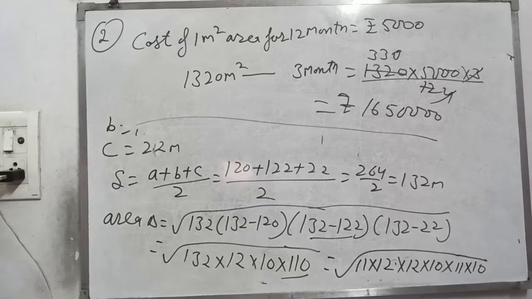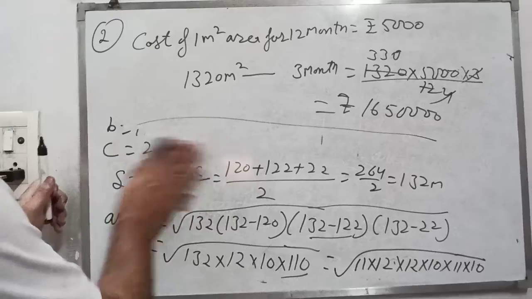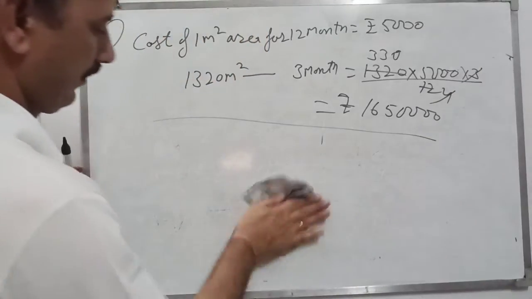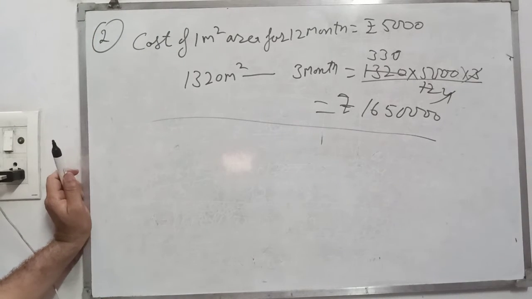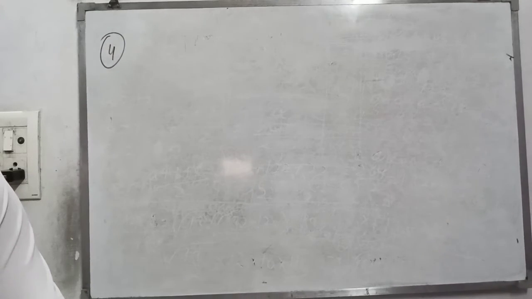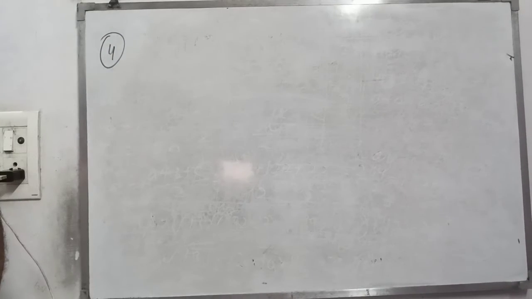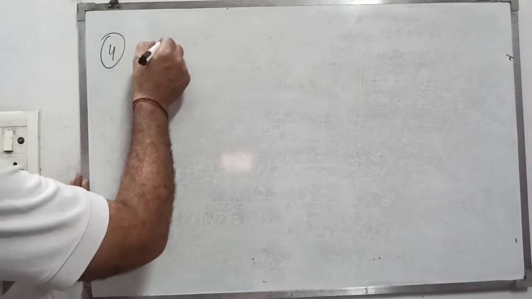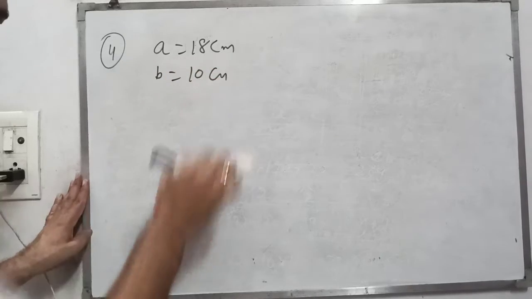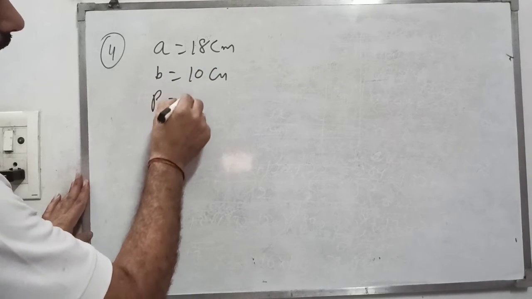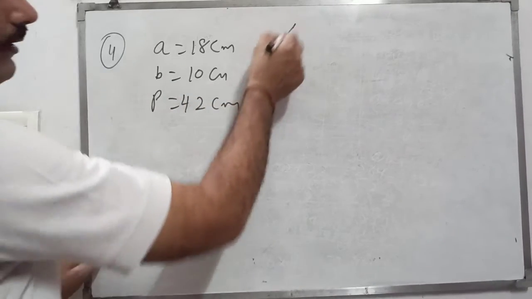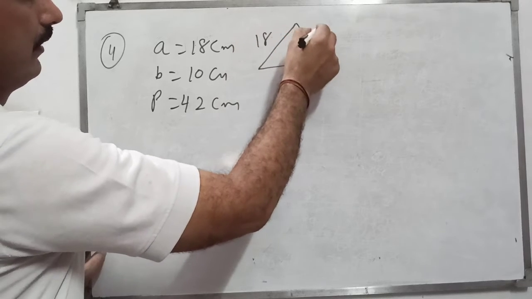Then we come to the next question. Question number 4. Find the area of a triangle, two sides of which are 18 centimeter and 10 centimeter. Side A is given 18 centimeter and B is given 10 centimeter, right? And the perimeter is 42 centimeter. So then we find the third side. The two sides are given, 18 and 10.